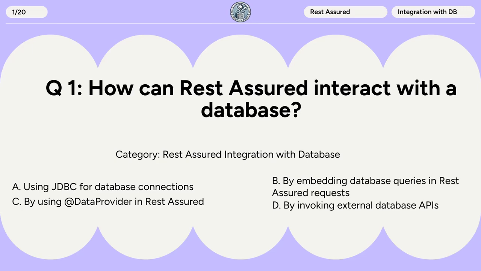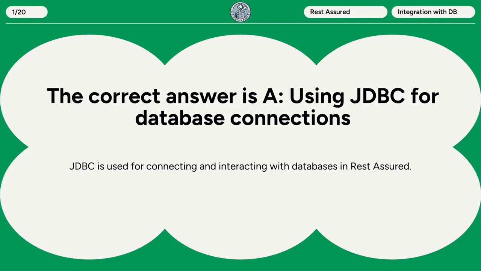Question 1. How can REST Assured interact with a database? A. Using JDBC for database connections. B. By embedding database queries in REST Assured requests. C. By using data provider in REST Assured. D. By invoking external database APIs. The correct answer is A. Using JDBC for database connections. JDBC is used for connecting and interacting with databases in REST Assured.